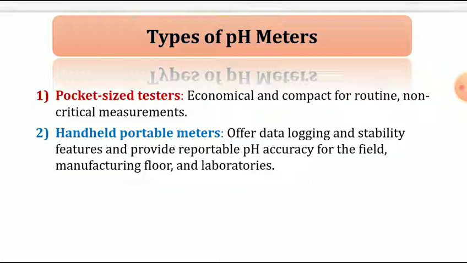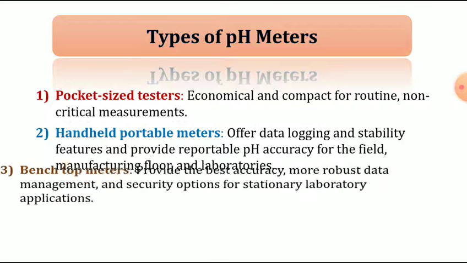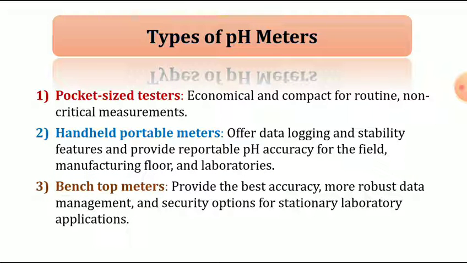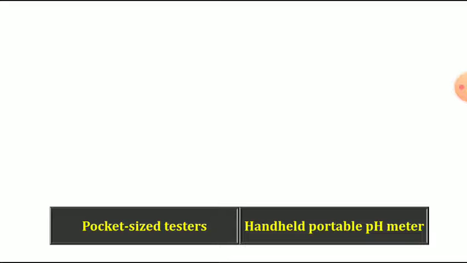Okay, and the third one will be the benchtop meters. They provide the best accuracy, more robust data management and security options for stationary laboratory applications. These are three different types of pH meters we are using in the laboratory or for industrial purposes. Okay, now we will see its figure or its images.